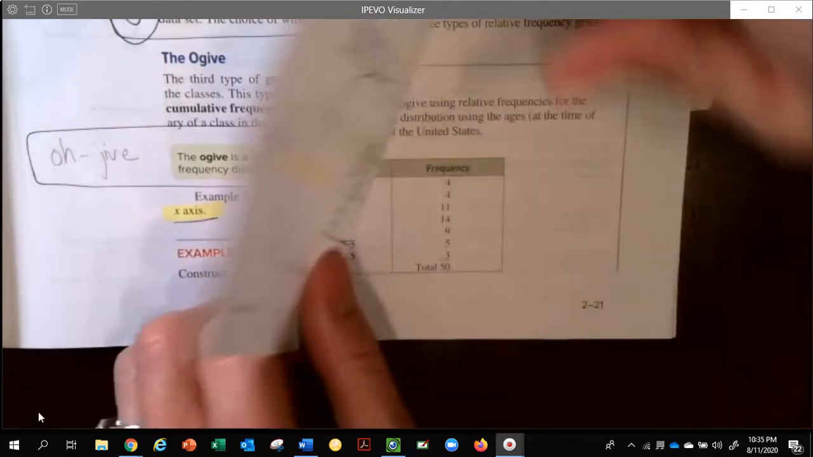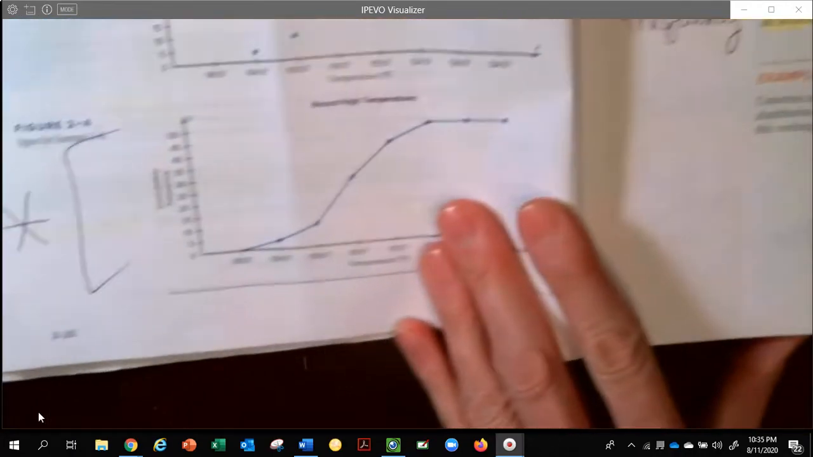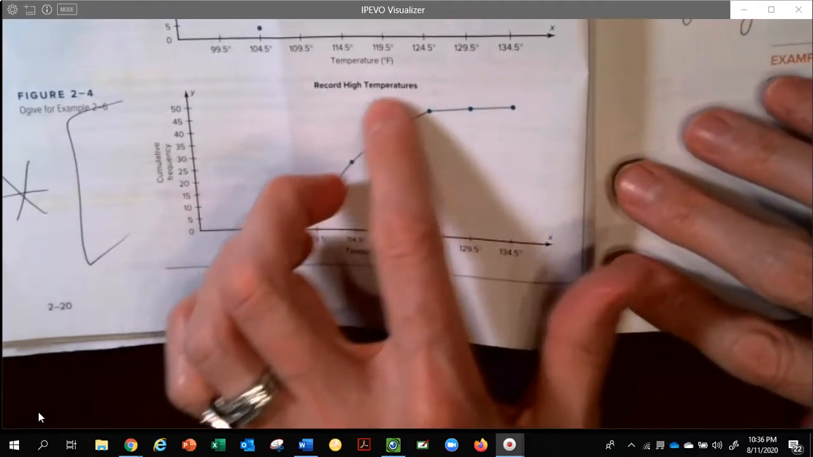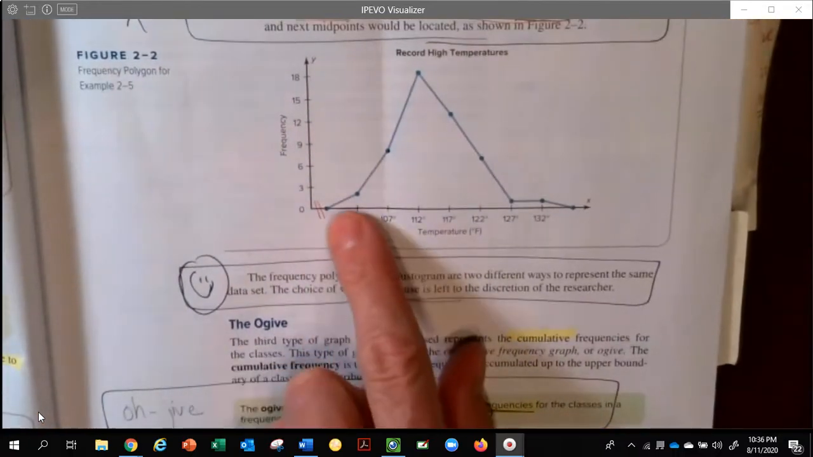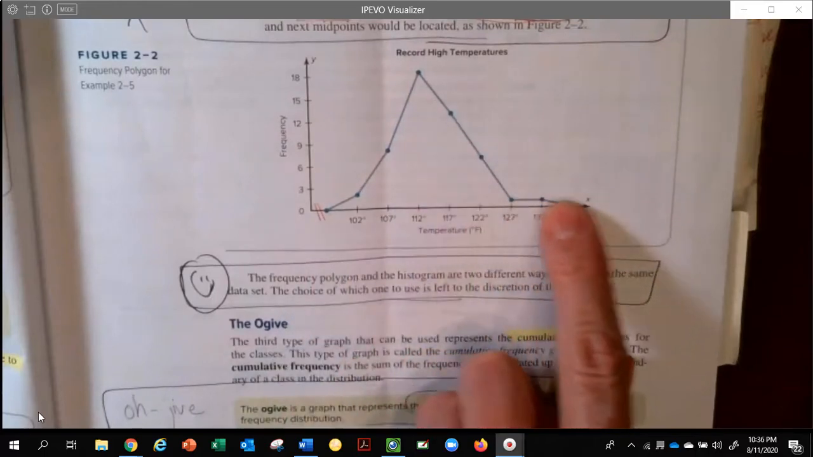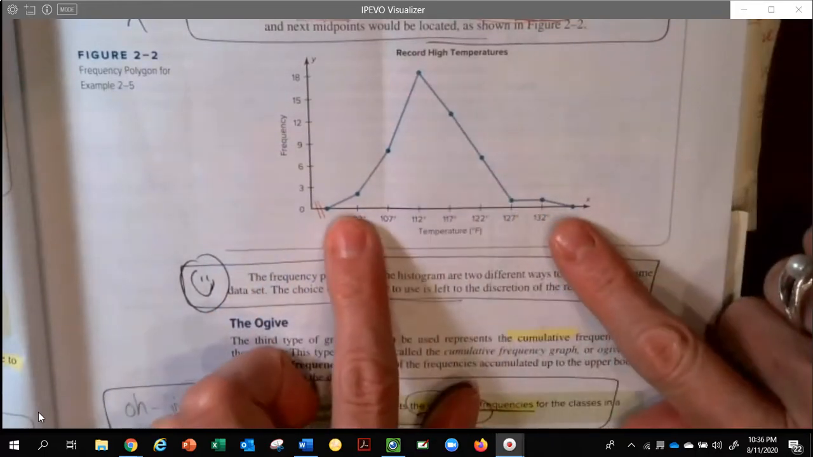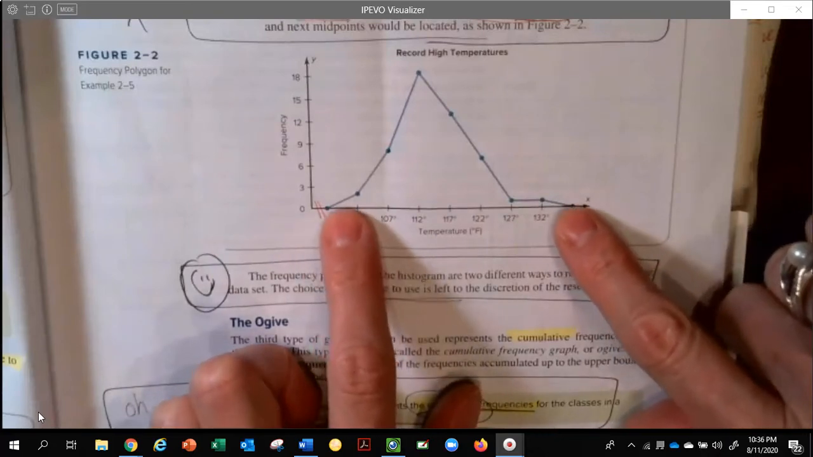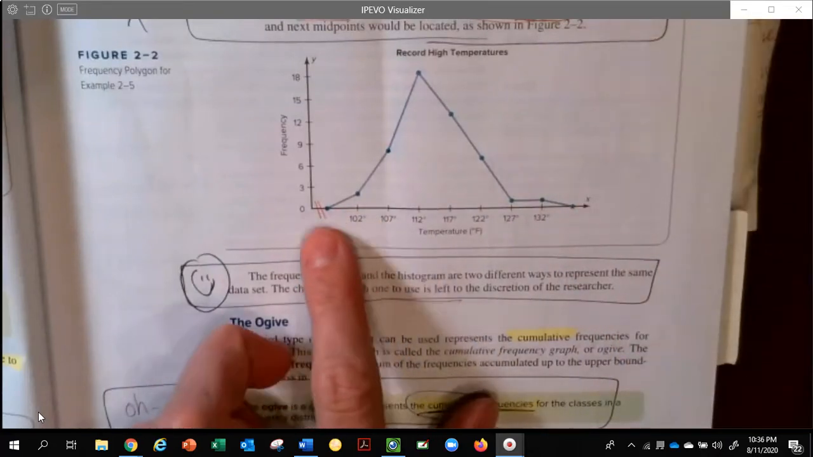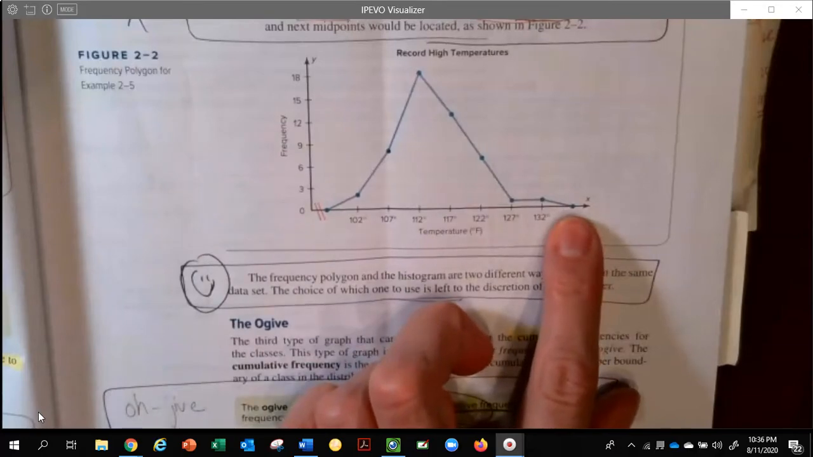Here is an example, and I'm going to ask you to do that one by yourself, but I want to point out where you end up. So here is an ogive. I'm going to go back a page, and I want to show you a frequency polygon. The frequency polygon had its dots based on the frequency, and it said make sure you use the midpoints, and it also said make sure you begin and end on the x-axis. It begins and it ends on the x-axis, but then look at the ogive.